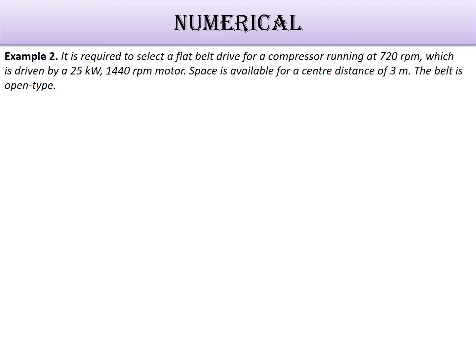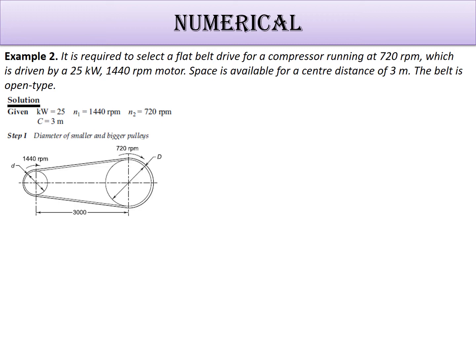Here it is required to select a flat belt drive for a compressor running at 720 rpm, which is driven at 25 kilowatt, 1440 rpm. Space available for center distance is 3 meter. Belt is open type. The power is equal to 25. We have shown the given data here. Let's take a highlighter. And the diameter of the smaller and bigger pulley we need to find out.